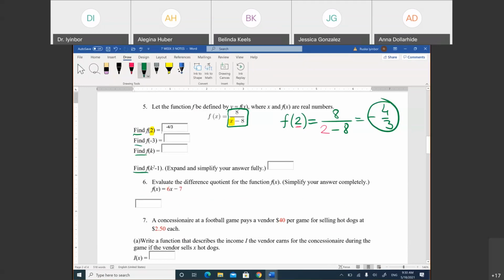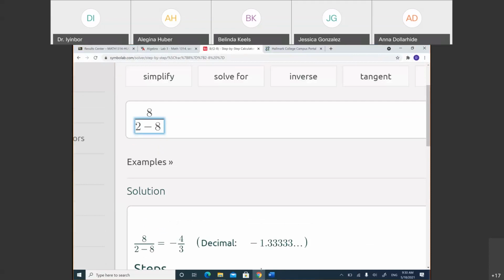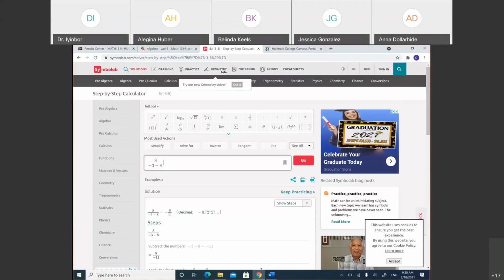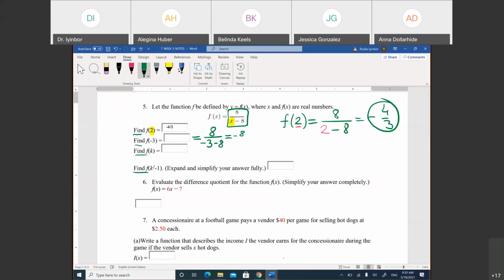F of negative 3. I'm going to write it here. F of negative 3 is following the same function, and in the place of x, I'm going to put negative 3 and then minus 8 in the bottom. So you're doing the same, but instead of 2, I'm going to change this 2 to negative 3. And then the calculator is going to give me my answer, which is negative 8 over 11. So you plug it in and whatever you get.